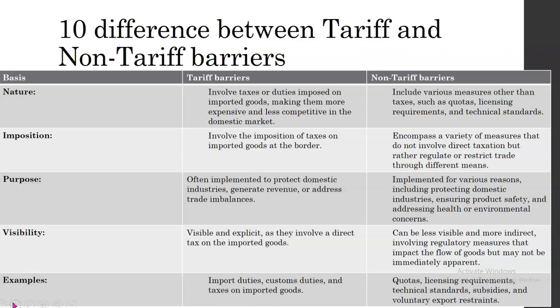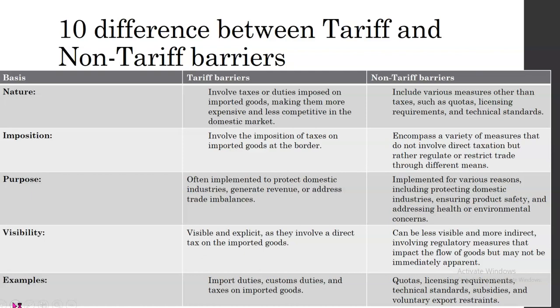Similarly, on the basis of purpose, tariff barriers are often implemented to protect domestic industries, generate revenues, or address trade imbalances. Whereas non-tariff barriers are implemented for various reasons including protecting domestic industries, ensuring product safety, and addressing health or environmental concerns.